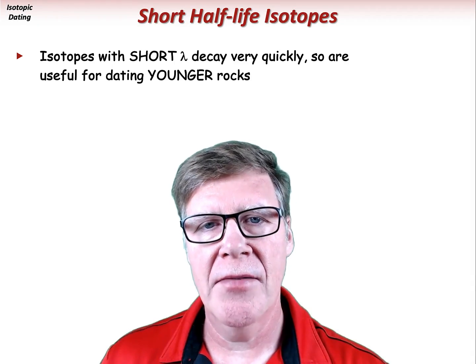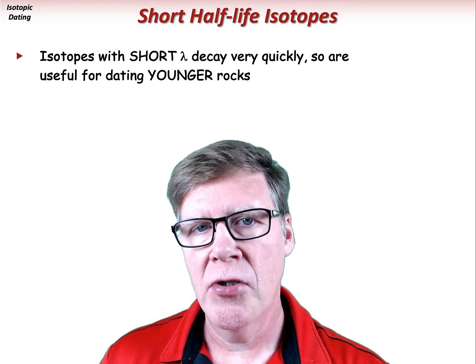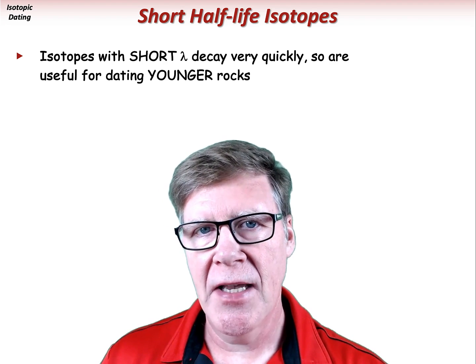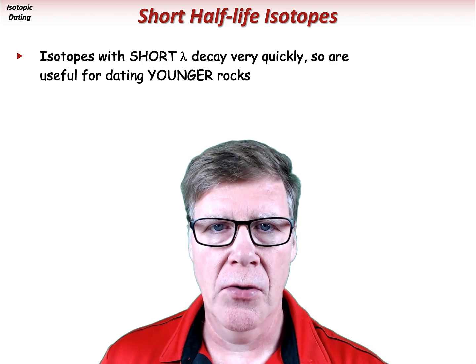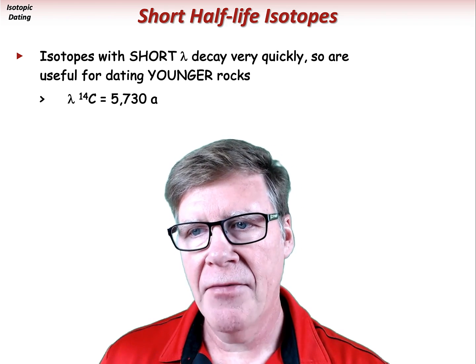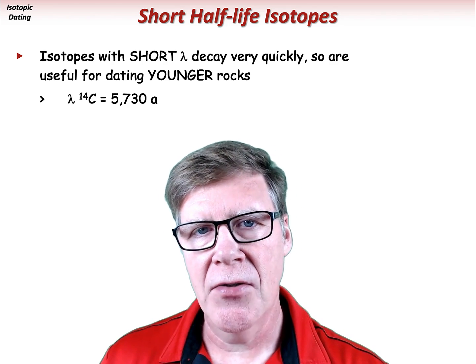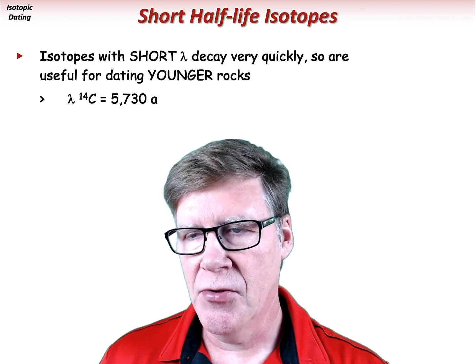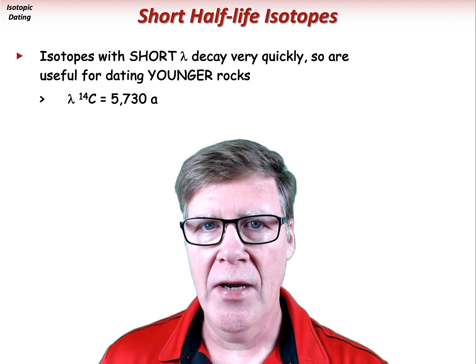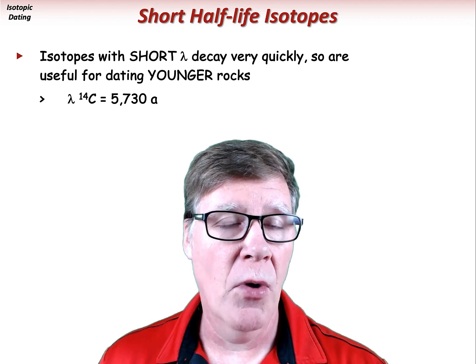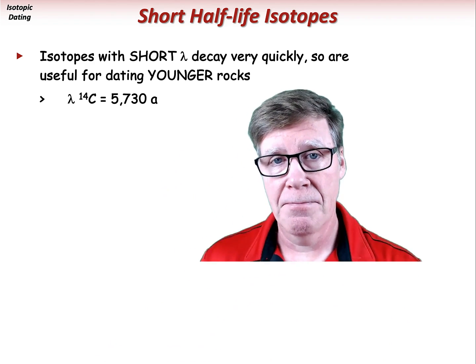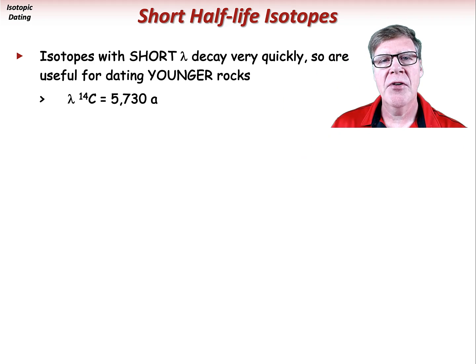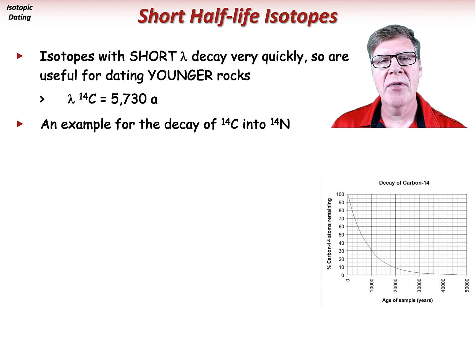Isotopes with short half-lives decay very quickly and are useful for dating younger rocks, say thousands or millions of years old. The half-life of carbon-14 is only 5,730 years. This is relatively short compared to the long half-life of potassium-40, 1.25 billion years. Let's review an example for the decay of carbon-14 into nitrogen-14.